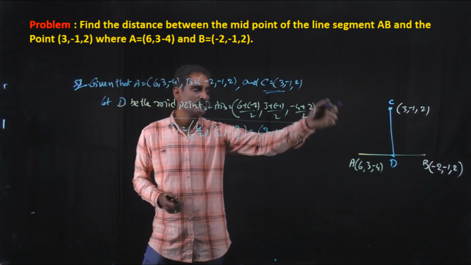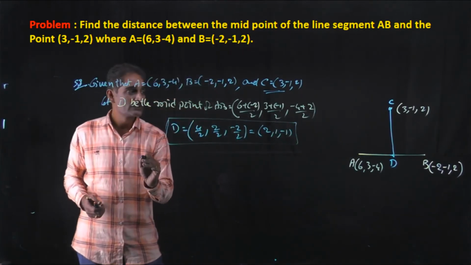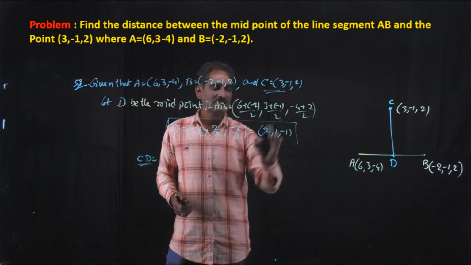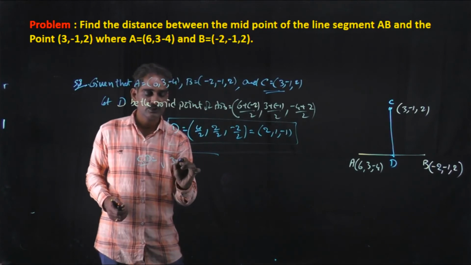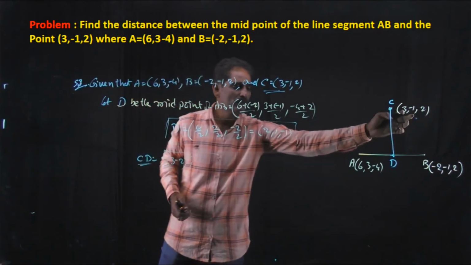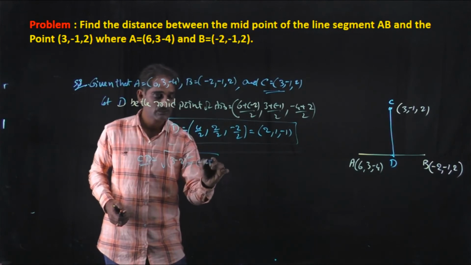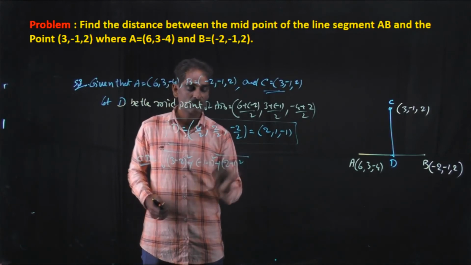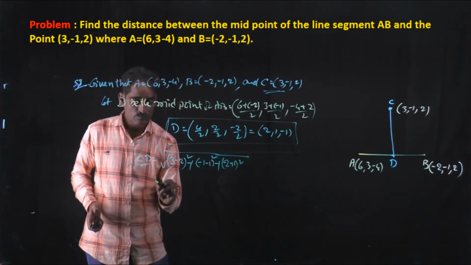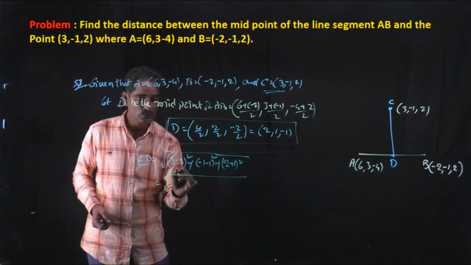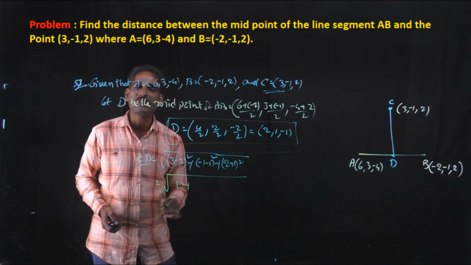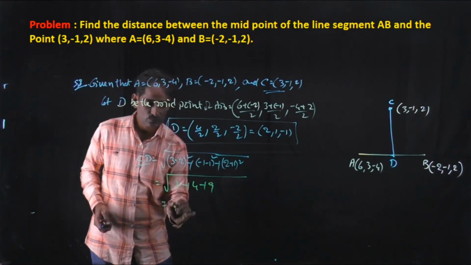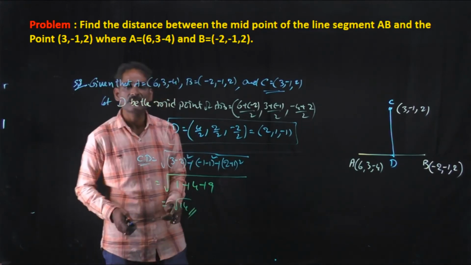You have to find the distance between D and C. Therefore, the length CD is equal to square root of (x2 minus x1) whole square, that means 3 minus 2 whole square, plus (y2 minus y1), minus 1 minus 1 whole square, plus 2 minus of minus 1, 2 plus 1 whole square. That is equal to square root of 3 minus 2 whole square, 1, minus 1 minus 1, minus 2 whole square, 4, and 2 plus 1, 3 whole square, 9. So that is equal to root 14. This is the required length.